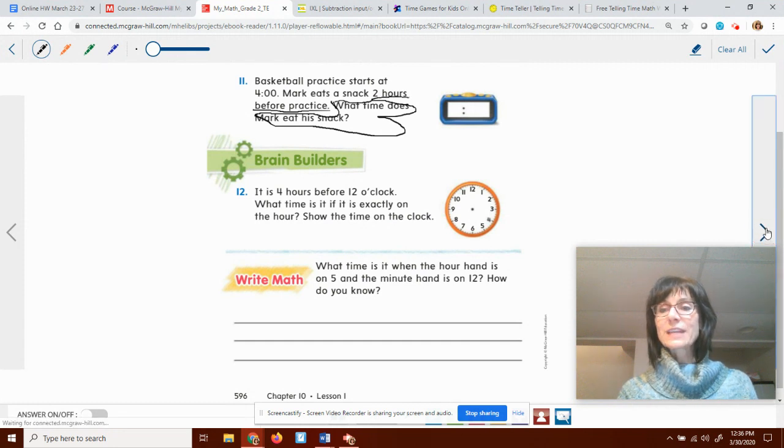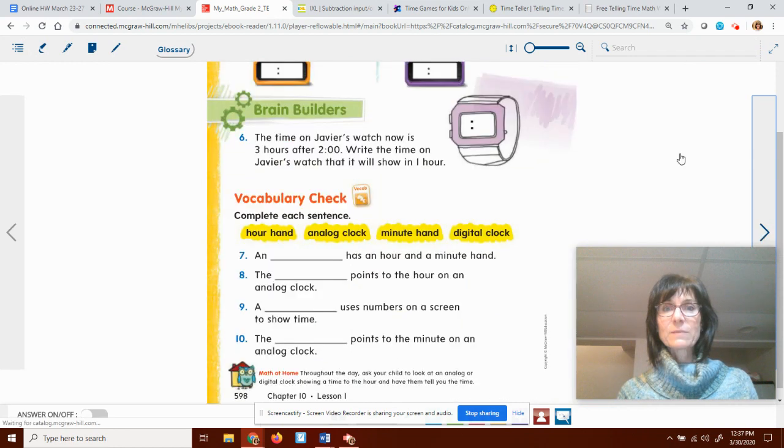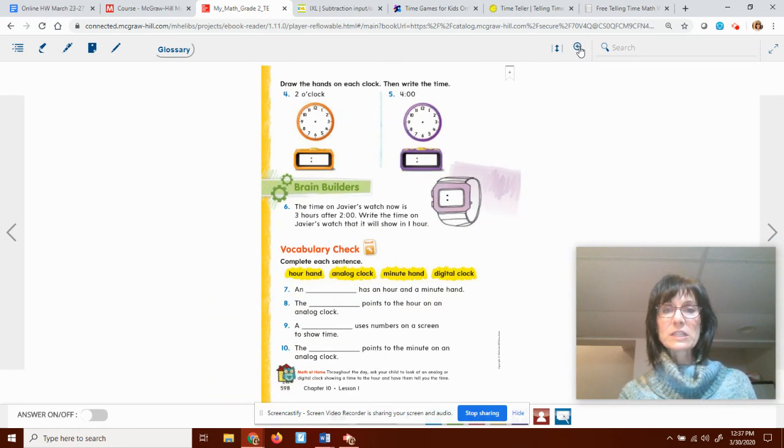Your homework is the next 2 pages. I don't think there's anything there that's going to be confusing for you. It looks pretty straightforward. When you get to vocabulary check, don't just guess. If you're not sure, go back in your lesson. Put the correct vocab into the right spaces and spell them correctly. Understand this is hour hand, analog clock, minute hand, digital clock.